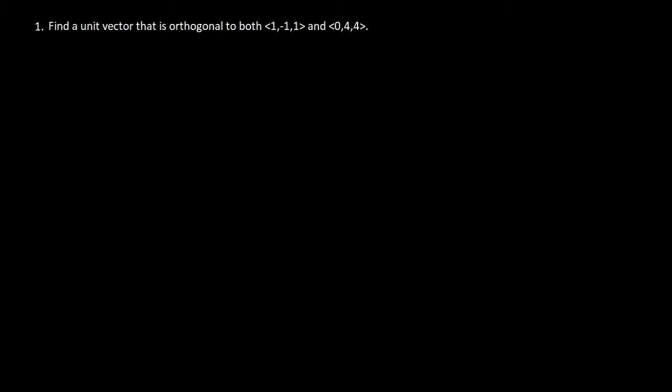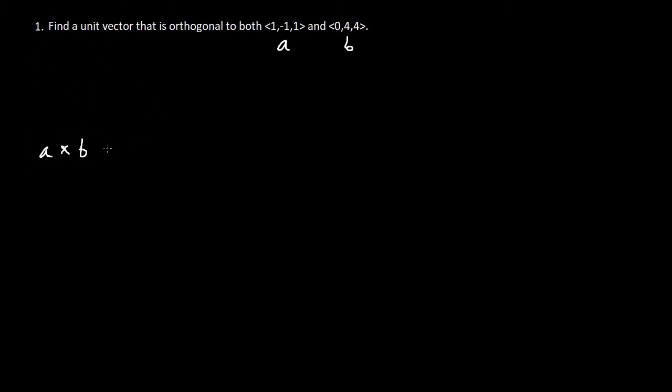So let's go ahead and find a unit vector that is orthogonal to both 1, -1, 1 and 0, 4, 4. So once again, another word for orthogonal is perpendicular, and like I just mentioned earlier, a times b, the cross product, yields another vector that is perpendicular or orthogonal to both vectors a and b. So let's go ahead and call 1, -1, 1 vector a and 0, 4, 4 vector b. Let's go ahead and take the cross product of a times b.